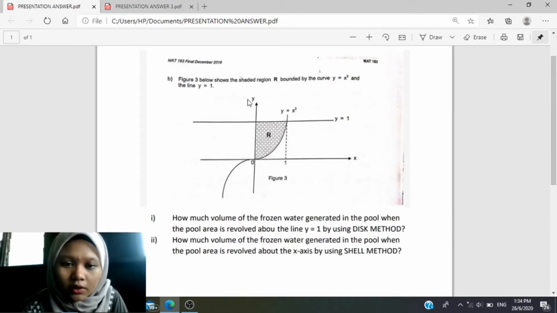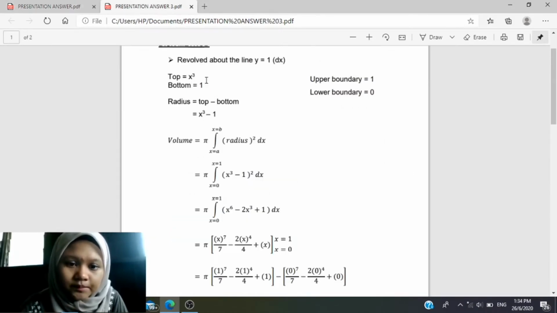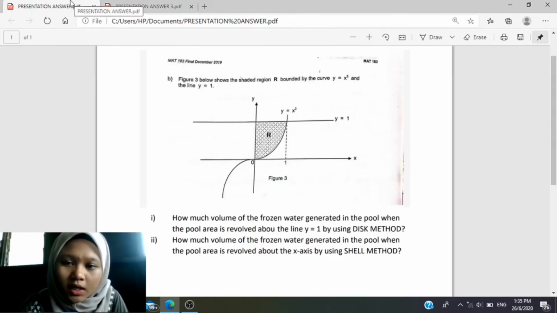And then we figure out the top and bottom. The top is x to the power of 3 and the bottom is 1. We need to use that to find the radius. So the radius is x to the power of 3 minus 1, because top minus bottom gives the radius. And then we need to find the upper boundary and lower boundary. From figure 3, we can see the upper boundary is 1, the lower boundary is 0.